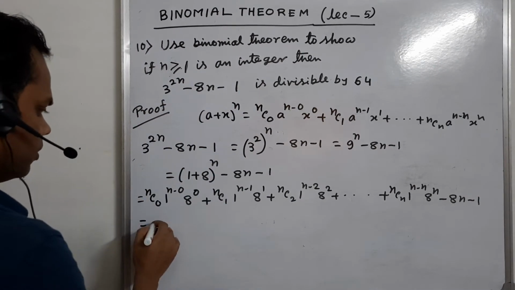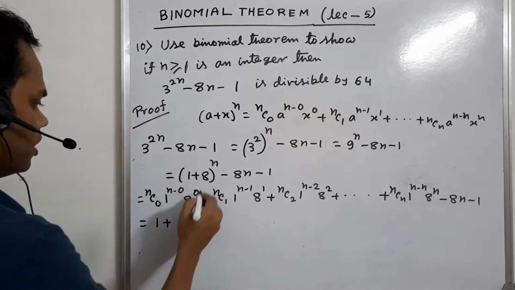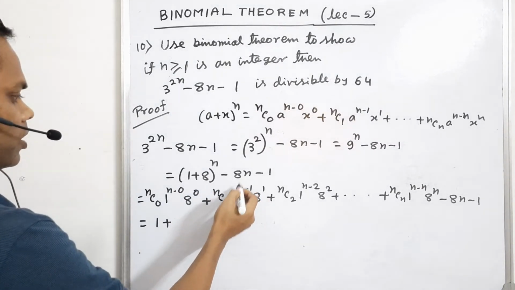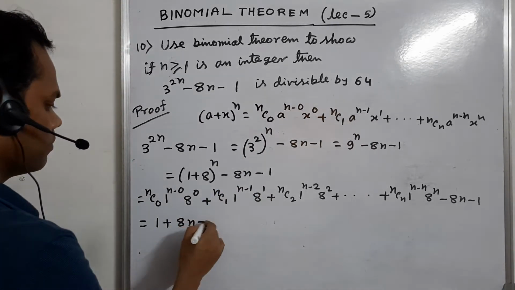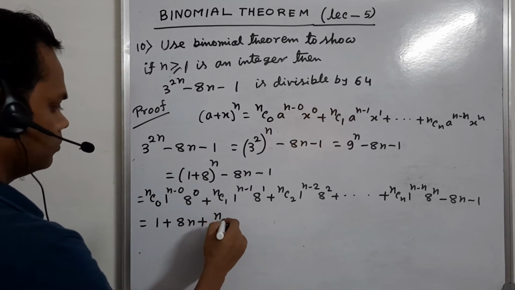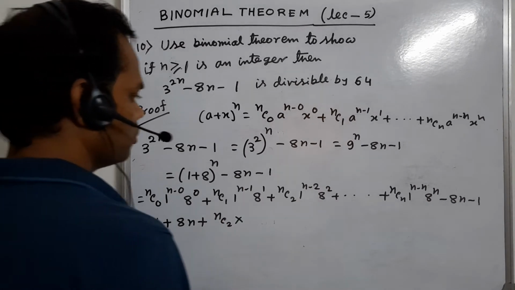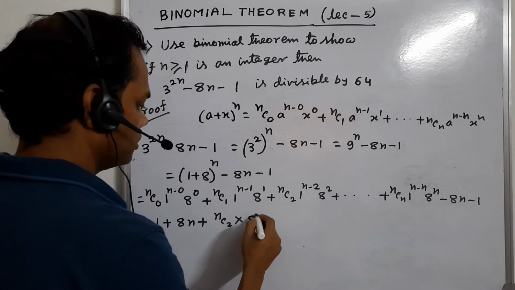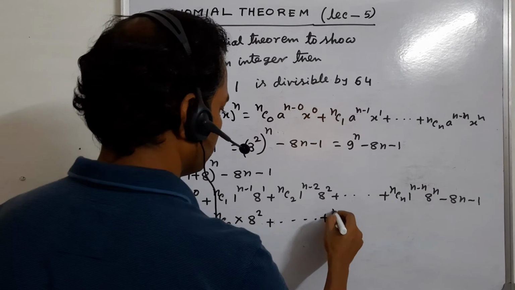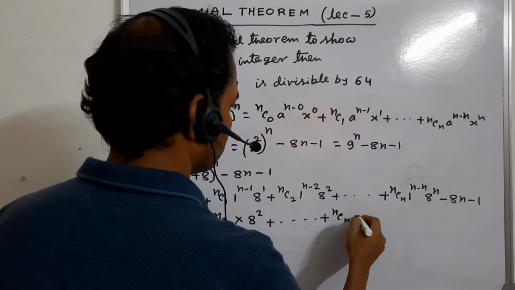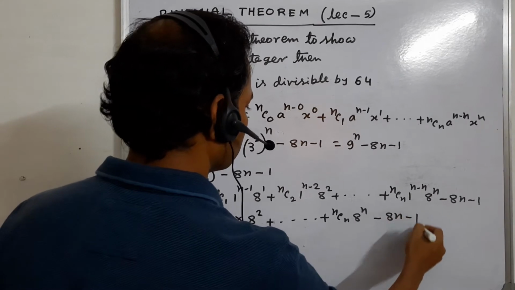So nC0 is 1, 1 to the power n minus 0 is 1, 8 to the power 0 is 1. nC1 is n, 1 to the power n minus 1 is 1, 8 to the power 1 is 8, so 8n. Plus nC2, 1 to the power n minus 2 is 1, so 8 square, plus dot dot, nCn 8 to the power n, minus 8n minus 1.